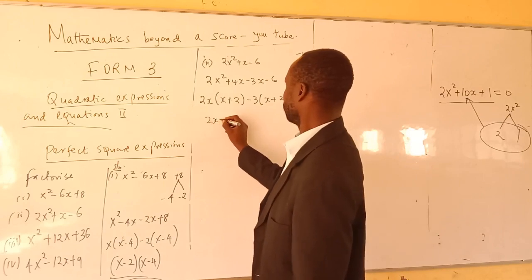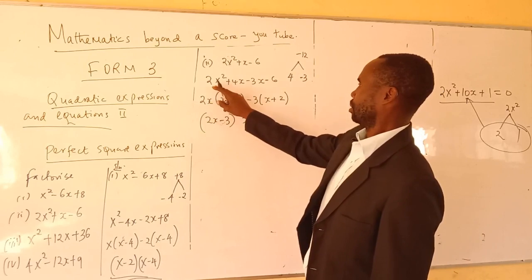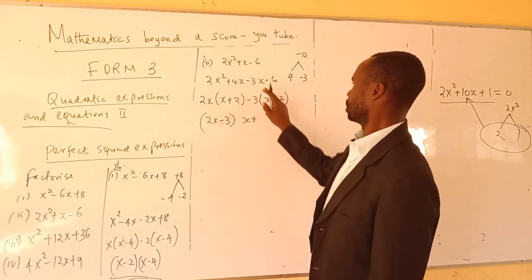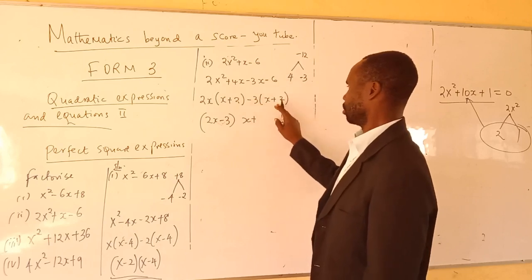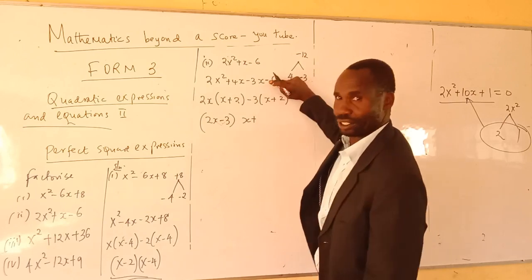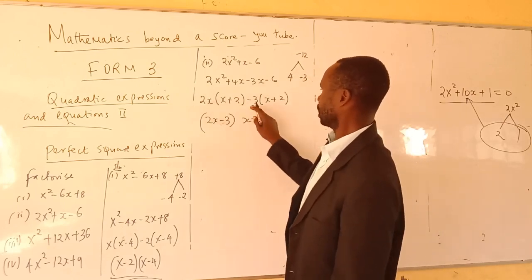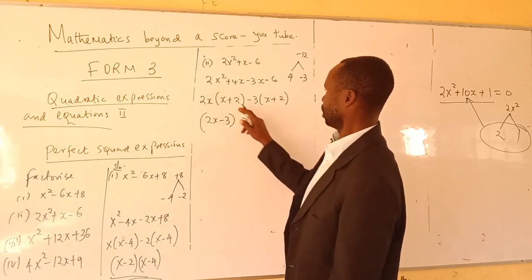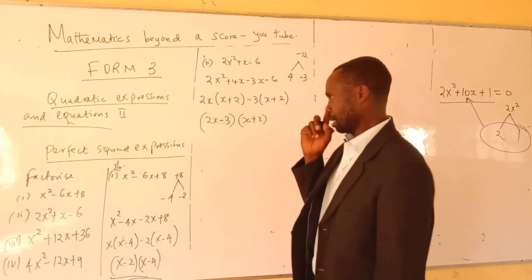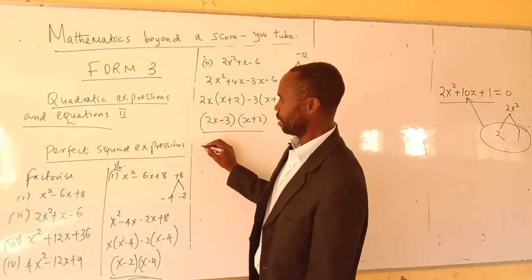So we write 2x(x + 2), then minus 3(x + 2). Understand that this one affects these two, which are plus. You are form 3 students. So join this one and this one, and write either (2x - 3)(x + 2), like that.